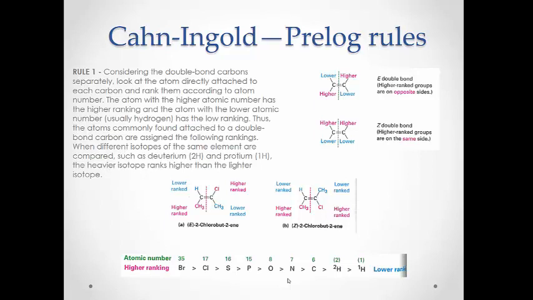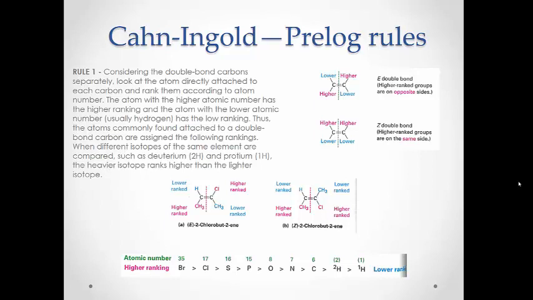Okay, so the way we work out whether they're on the same side or opposite sides is we look at the priority of the groups. If we have two groups coming off the carbons, one will have a higher priority and one will have a lower priority. If the higher priority groups are on opposite sides, then it's a trans, and if they're on the same side, then it's a cis. There are the Cahn-Ingold-Prelog rules for knowing which is the higher and which is the lower priority.